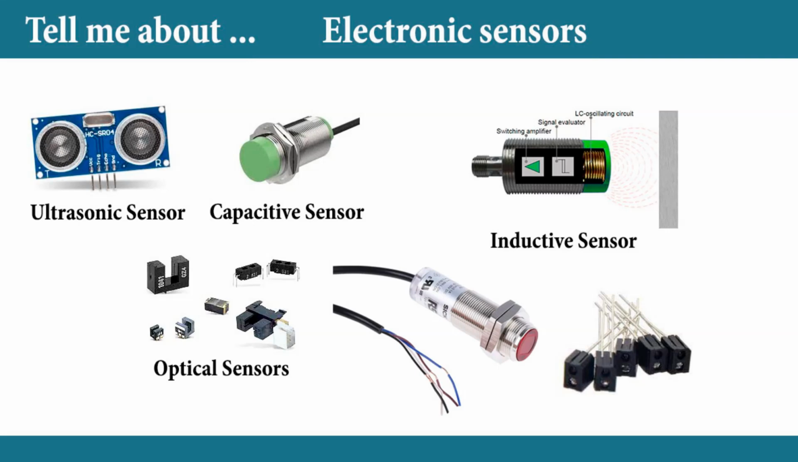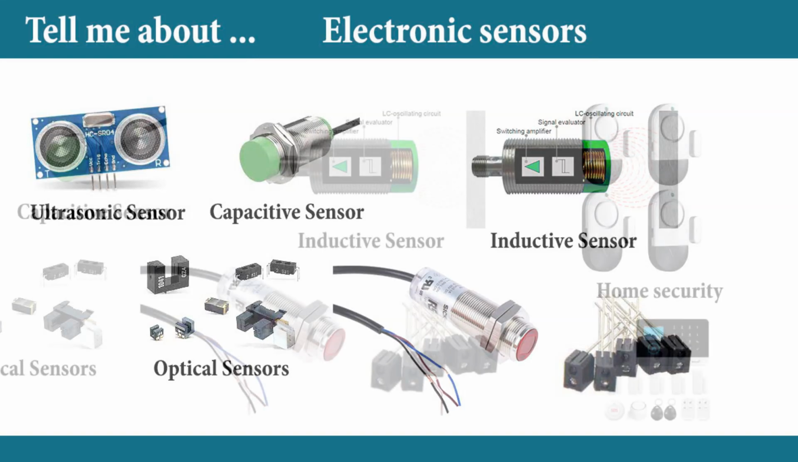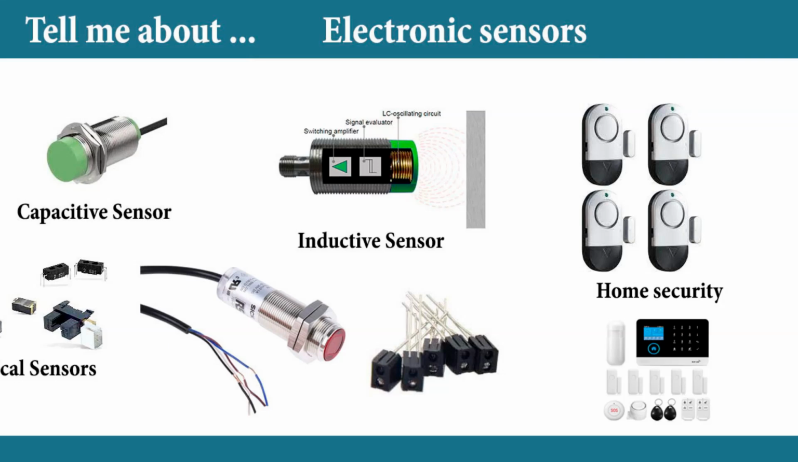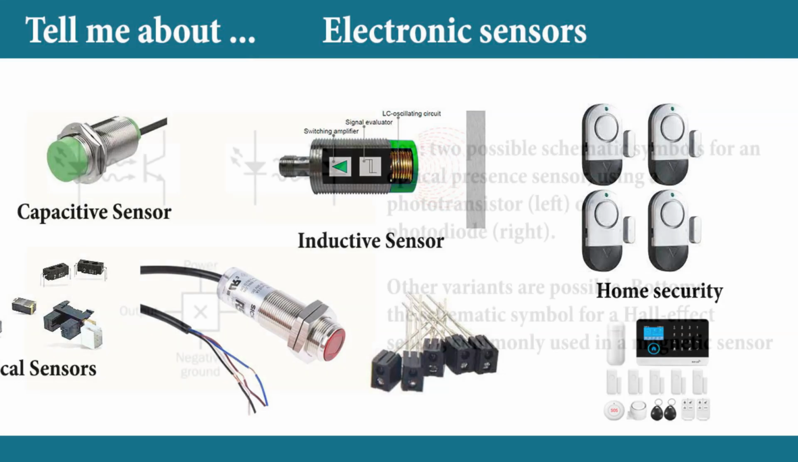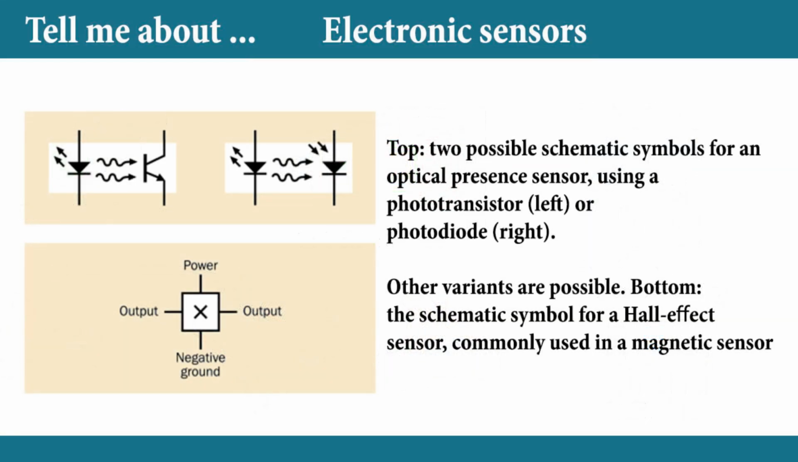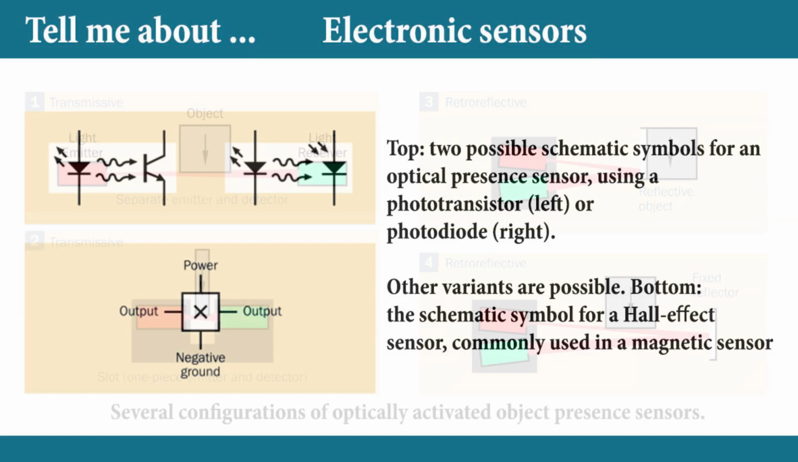In schematics, an optical presence sensor may be indicated with the symbol for an LED plus the symbol for a phototransistor, with one or two arrows connecting them. As shown in images in this video, wavy line arrows may indicate an infrared connection. A photodiode may be substituted for a phototransistor, as shown at top right in the image.